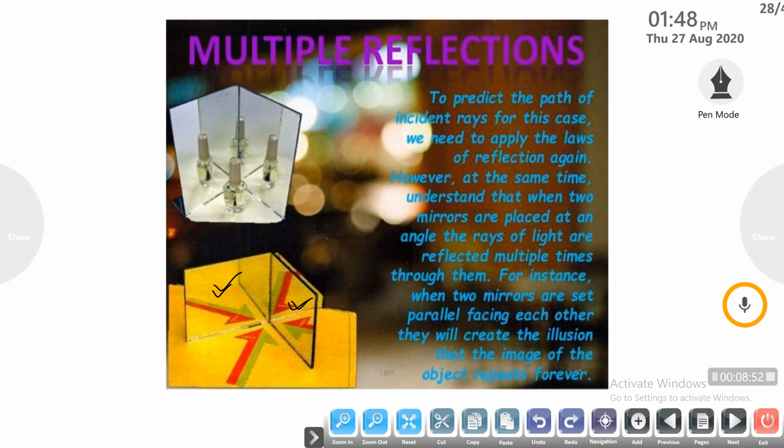So for instance, when two mirrors are set parallel facing each other, they will create the illusion that the image of the object will repeat forever. So this is an example of multiple reflection. In case of multiple reflection, the number of images formed depends on how the mirrors are placed.